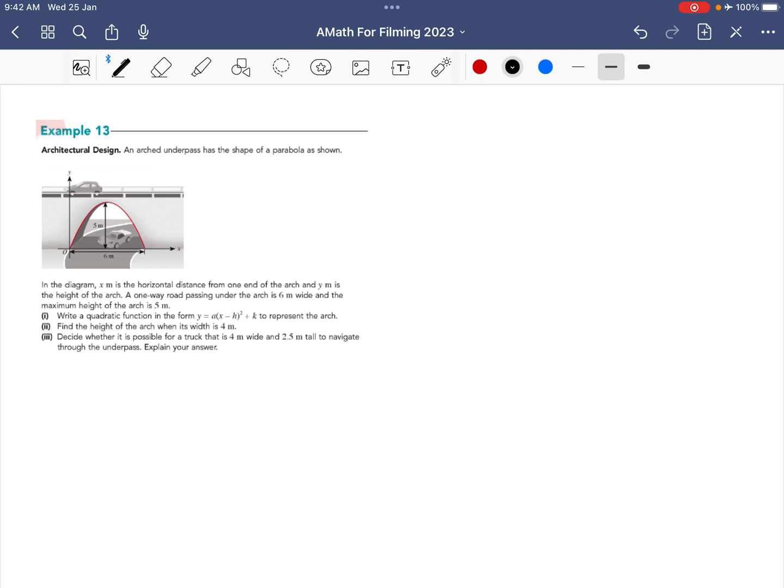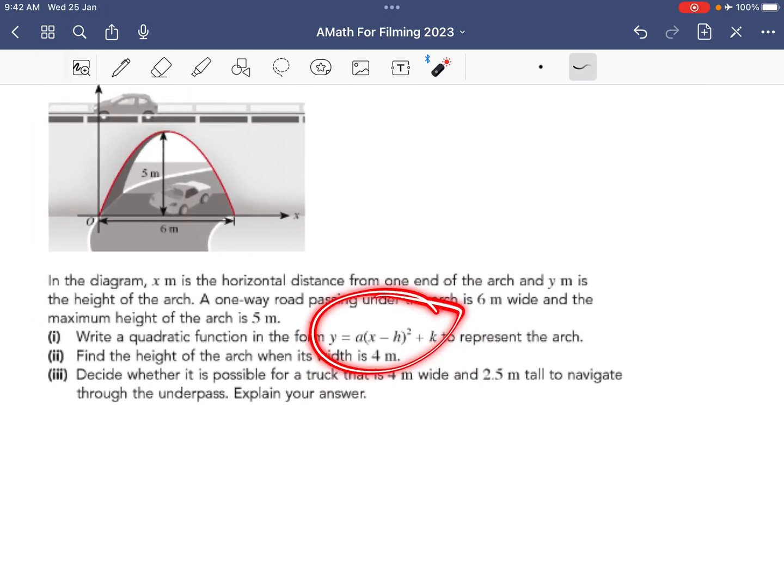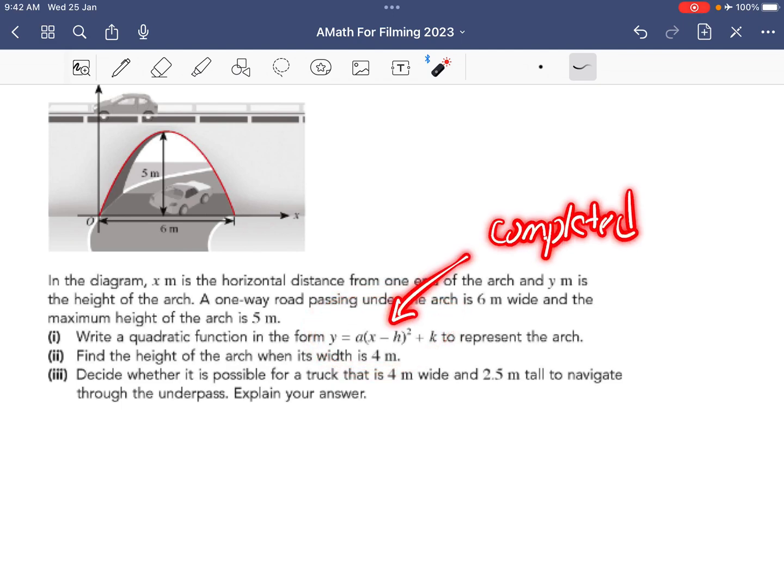Okay, I will now go on to example 13 itself. So example 13, this is about an underpass again. Once again, this is a quadratic function. Now write a quadratic function in the form a(x minus h) squared plus k. So basically, what this question wants you to do is to write this out in the completed square form. Now, the completed square form actually gives you what I call the maximum point or minimum point.